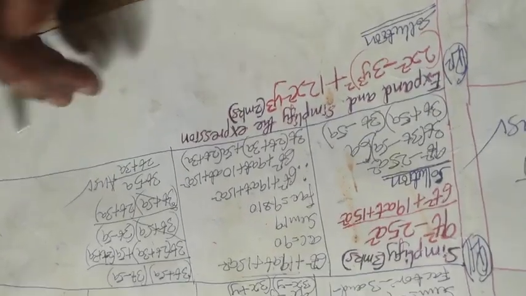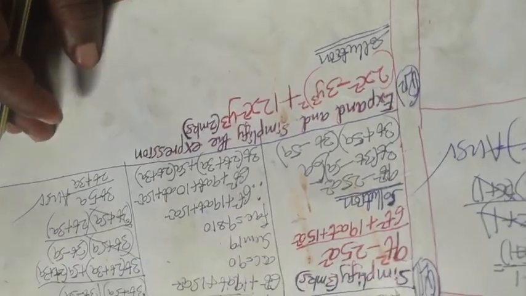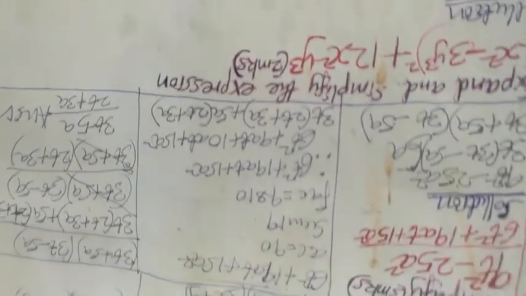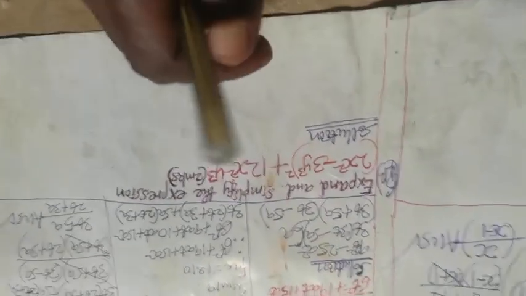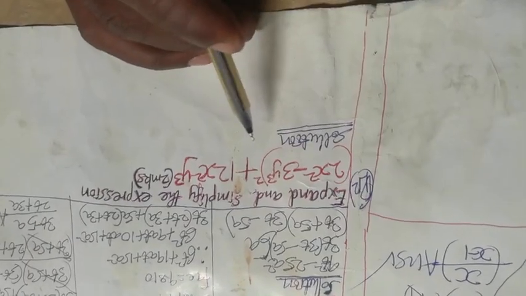This was tested in the year 2004. Now we are going to work on the final question. This is our final question. It says expand and simplify. This question was tested in the year 2002.